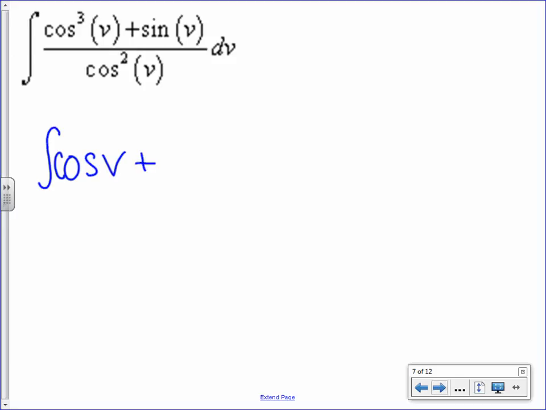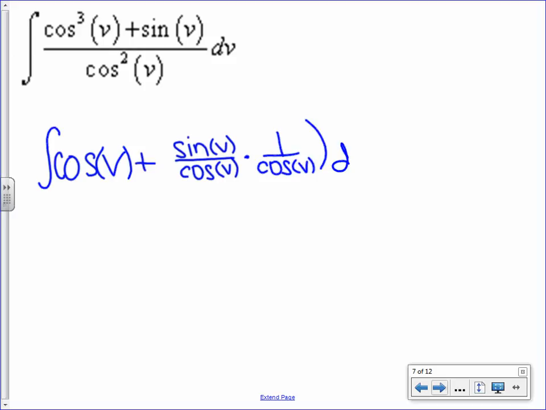Let's group sine with one of the cosines. And then we would have a cosine left over, correct? So we have the cosine plus sine over cosine, which would be tangent. And 1 over cosine?